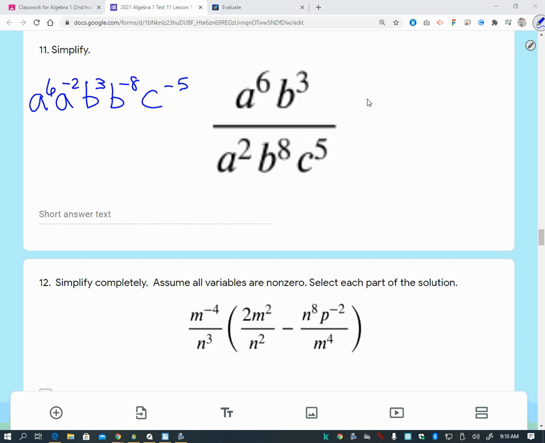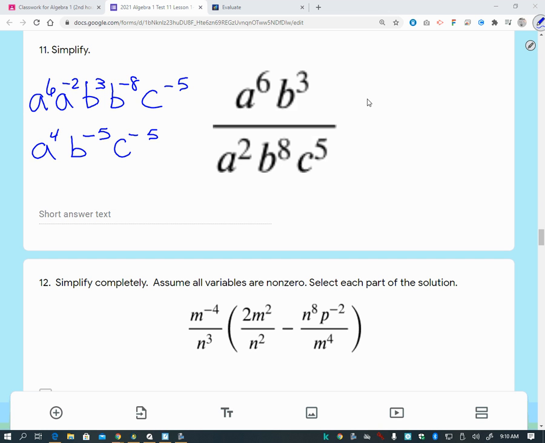Subtract them. Really, I'm combining them. We would look at it in terms of addition primarily, right? All right, so 6 plus -2 is a to the 4th. Okay, b, so I got 3 plus -8. -5, and c to the -5th.